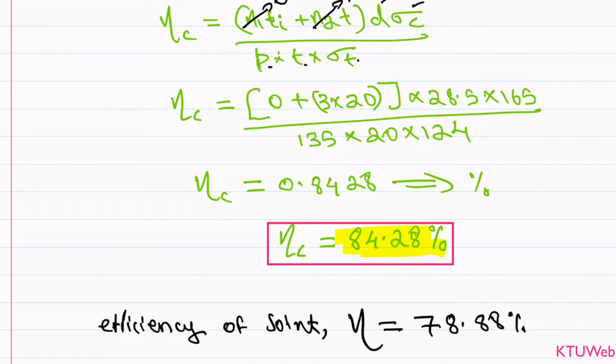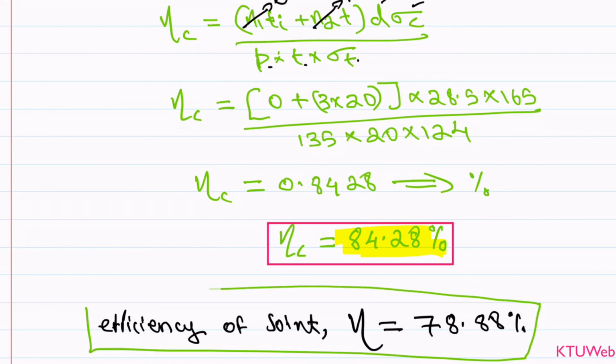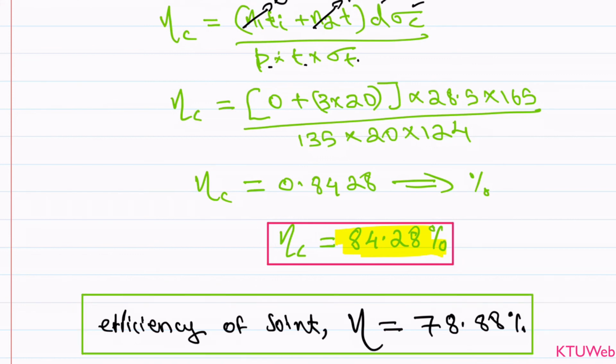We found the efficiency of this boiler rivet joint as 78.88. This is the procedure for most boiler joints.